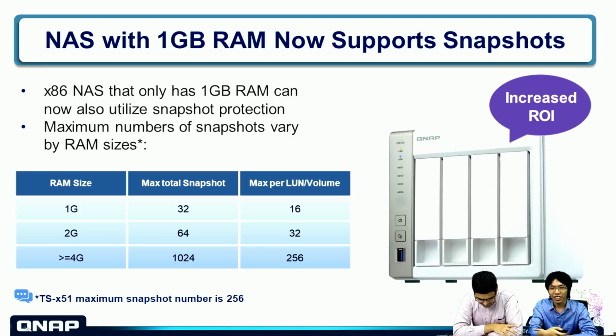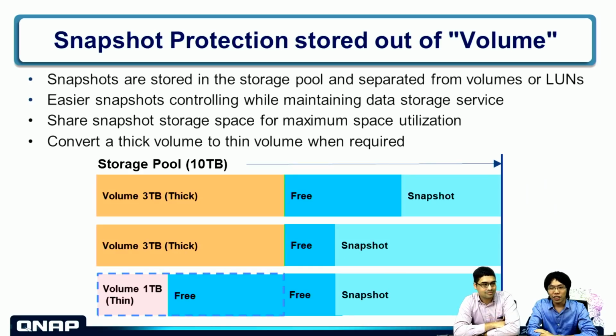Very true. Okay, so next slide, I will show the concept of what we call snapshot outside of volume, which means why we have chosen to store snapshots in the storage pool rather than inside a volume like PCIe SSD. As you can see from the chart, when we store the snapshot outside of a volume, we can better control the space used by snapshots. For example, you can assign a volume of 3 terabytes, and the remaining space can be utilized by snapshots.